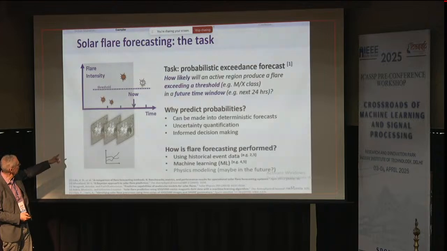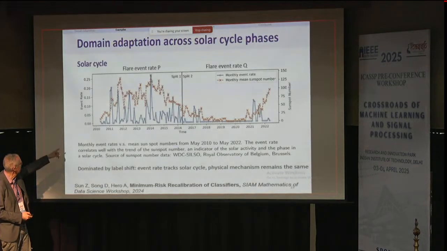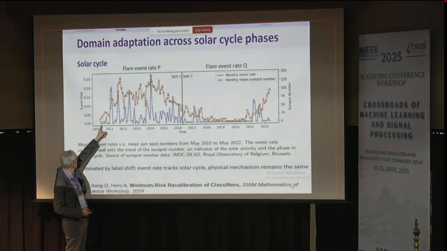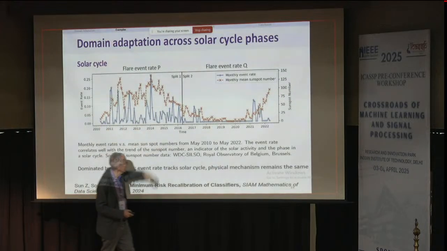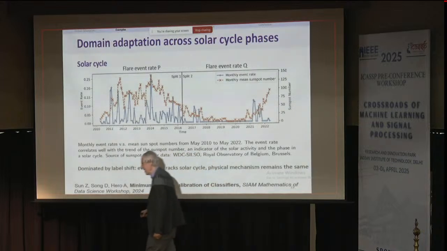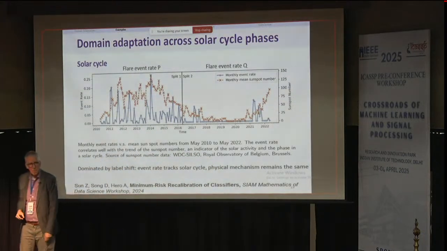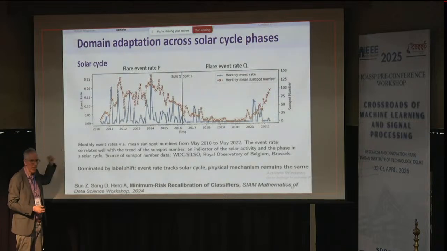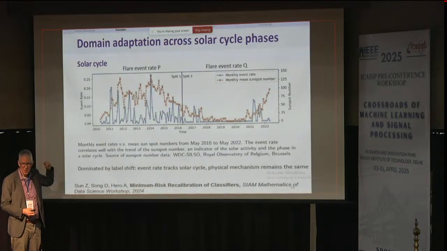So the covariate shift problem, I think I'm showing down here, is that if you look at the incidence of solar flares, this is in blue. These are the solar flares with their intensities. And you plot that over time, the solar flares occur with a frequency that is roughly periodic, with approximately 11 years periodicity. So this is the solar sun cycle.